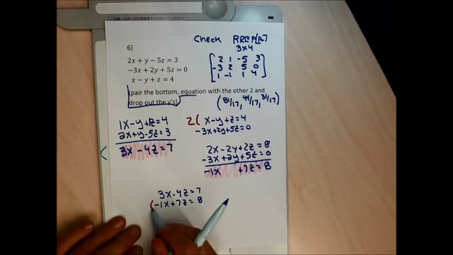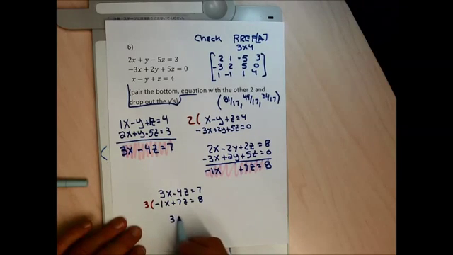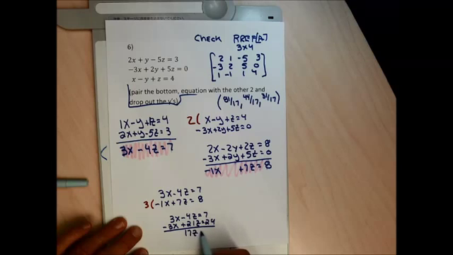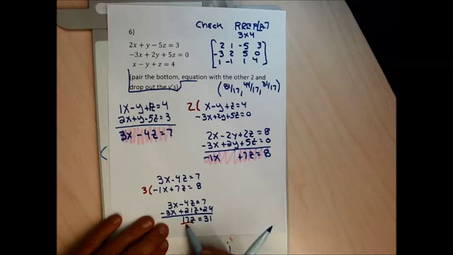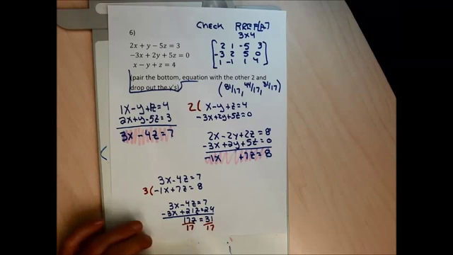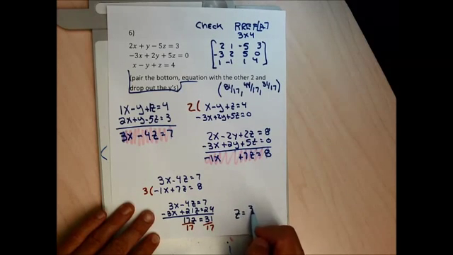I'm going to eliminate the x's by multiplying by 3. When I do that, I can leave the top 3x minus 4z equals 7, make the bottom minus 3x plus 21z equals 24. When I add these together, the x's cancel. I get 17z equals 31. I'm going to divide both sides by 17, and I get z equals 31 over 17. That's very good, because I know that that's right.